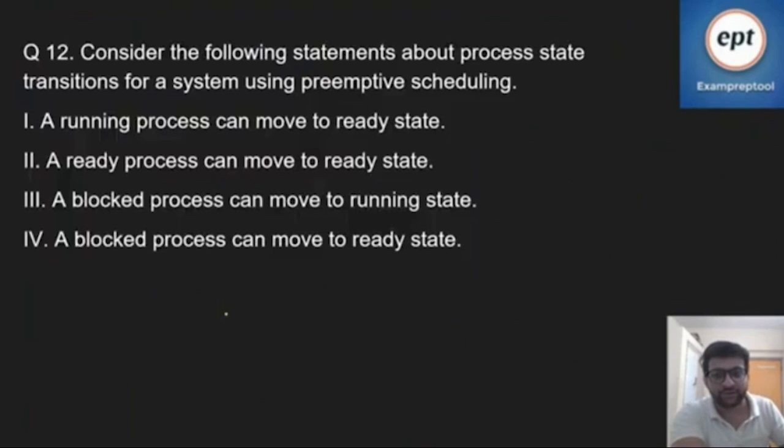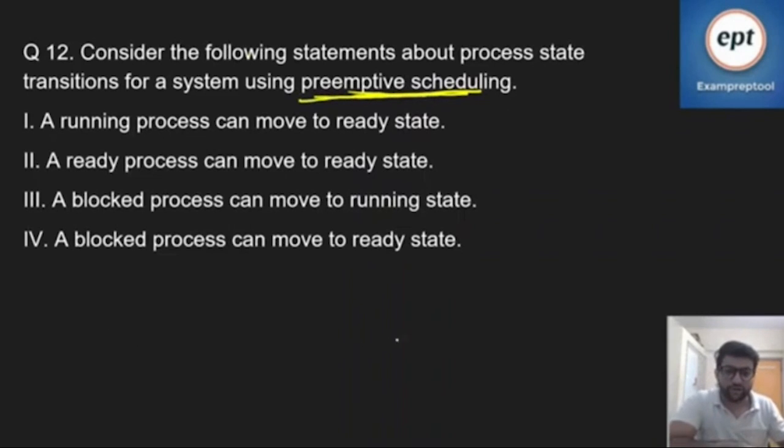Moving on to the next question, right? So just try to remember the state diagram. Just read the question, pause the video, try to solve the problem, and try to remember the state diagram of the process. You will be able to solve this question. So moving on to the problem: consider the following statements about process state transitions for a system using preemptive scheduling. We have been given that the system is using preemptive scheduling.